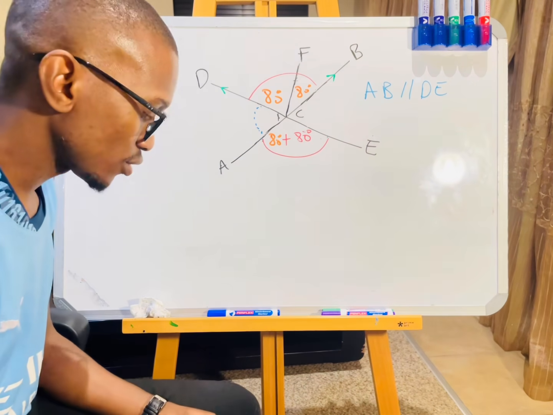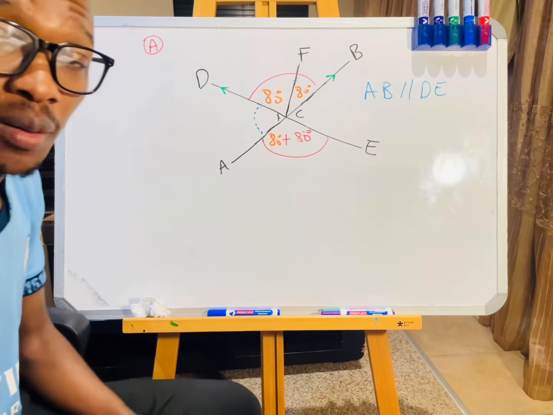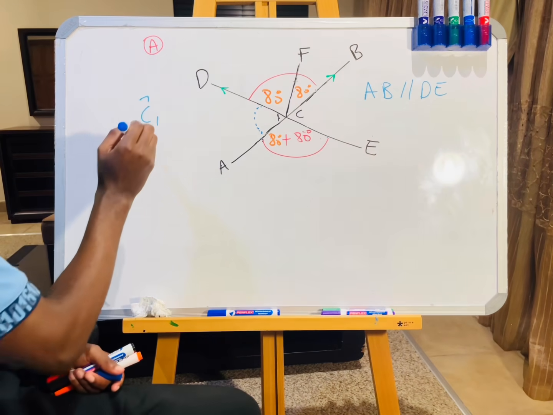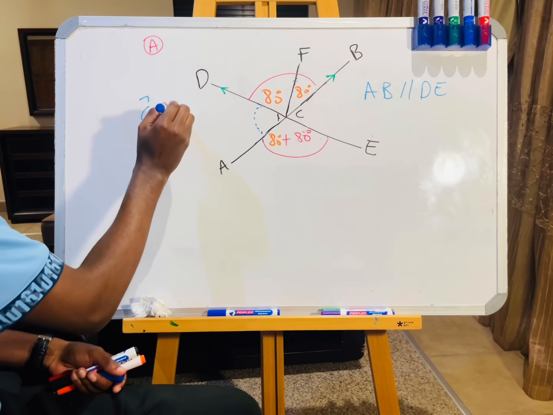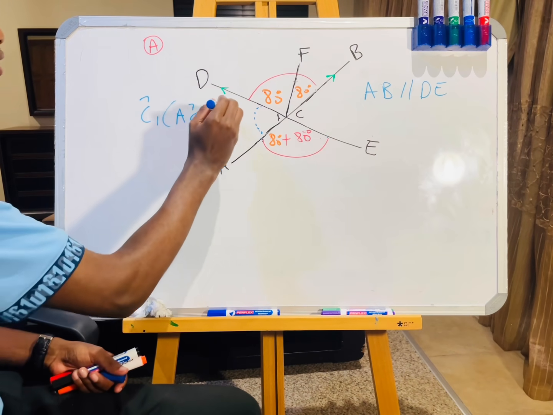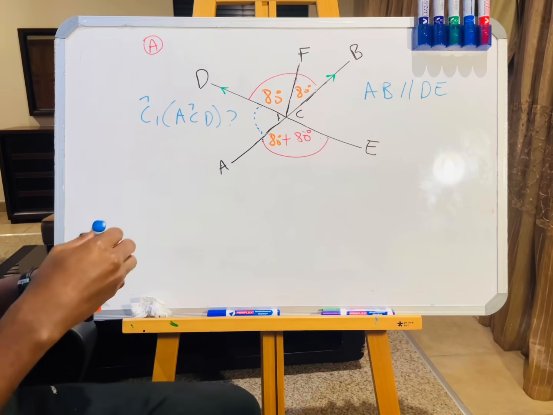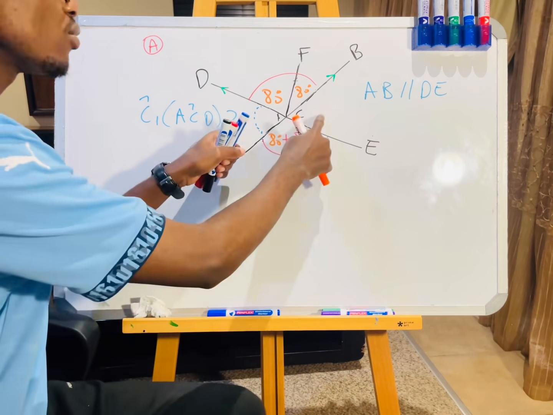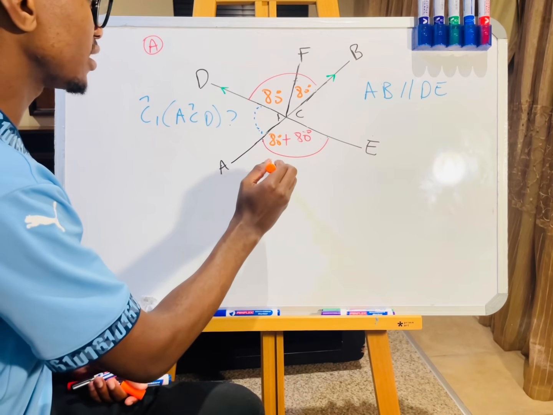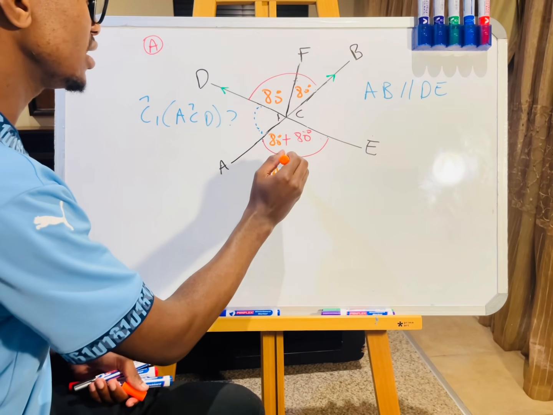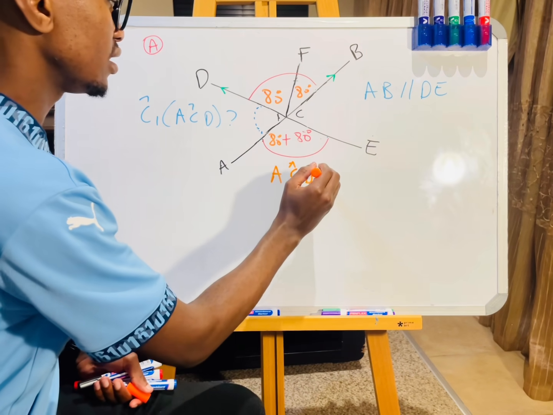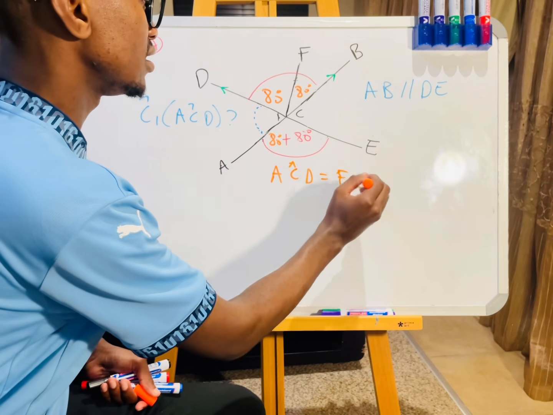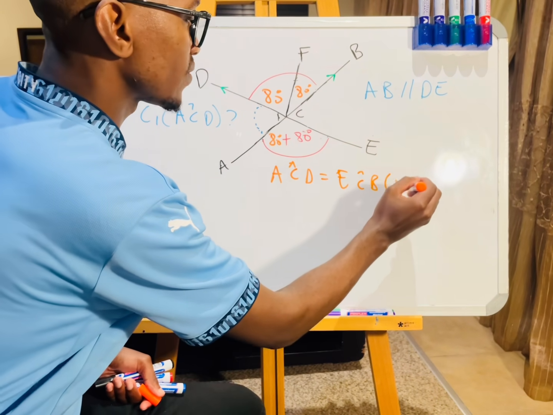Okay. So guys, since we got this guy, remember the second question said we must find this guy, angle C1. They said we must find angle C1, which is angle ACD. So I need to find this guy here. So what must I do to find this guy? Guys, please keep this in mind. These two guys are the same, right? So I'm going to say angle ACD equals to angle ECB. What is our reason?